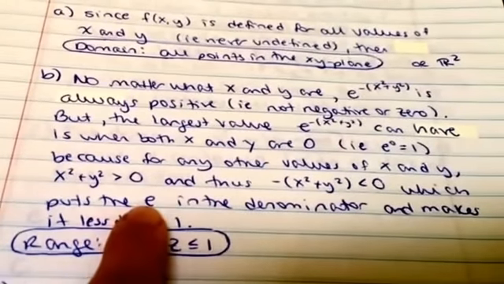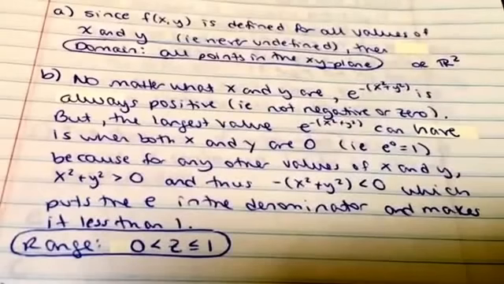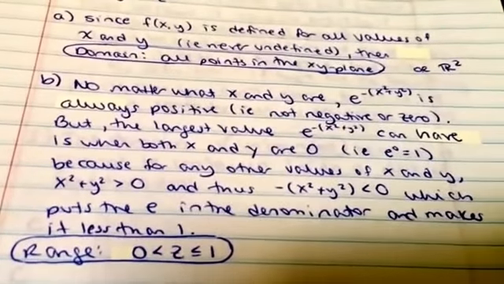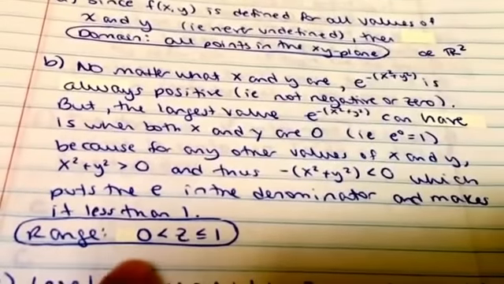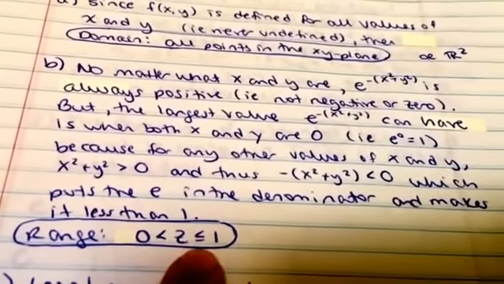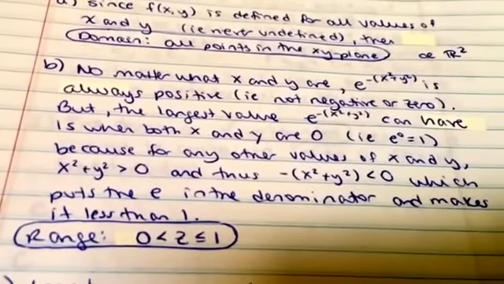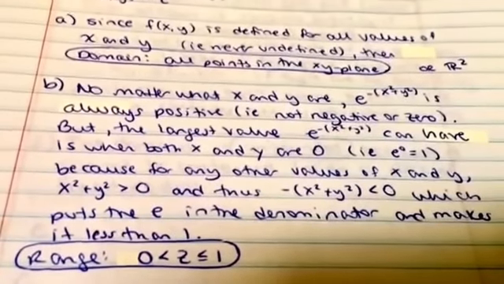That's going to put the E in the denominator because it's E to a negative power, so the biggest that it could possibly be is 1, because everything else it's going to be smaller. So it always had to be strictly positive, but because of that negative sign, it's never going to be bigger than 1. So the range is between 0 and 1, not including 0, but including 1.